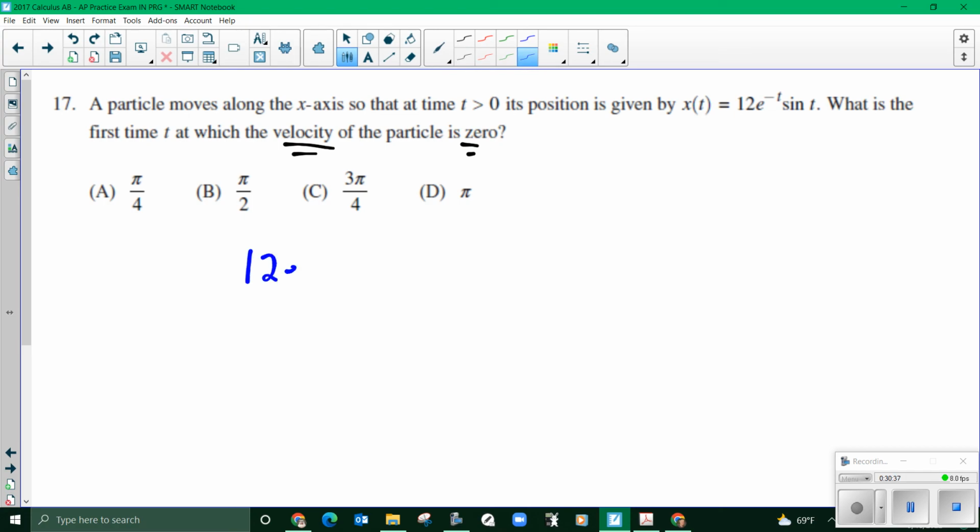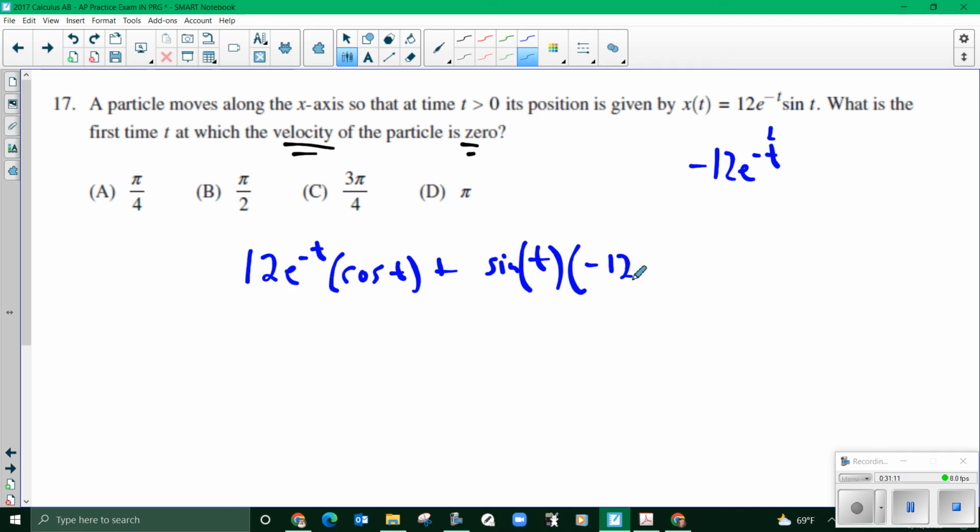So let's do this. First, 12e to the negative t, times the derivative of the second. The derivative of sine is cosine of t, plus the second, which is sine of t, times the derivative of the first. The derivative of 12e to the negative t is 12e to the negative t times the derivative of the exponent, which is negative 1. Negative 12e to the negative t.